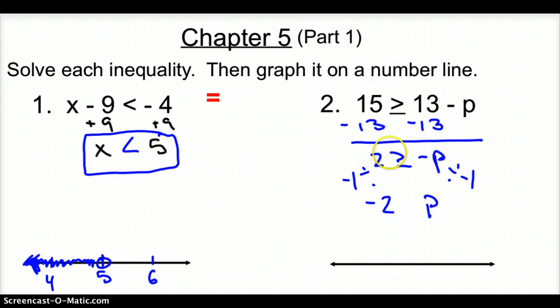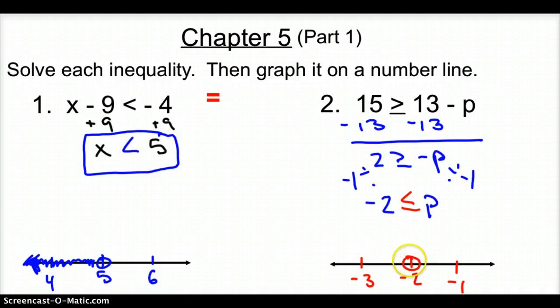But notice what happens when we divide or multiply an inequality by a negative. We switch the sign. When we divide or multiply by a negative, we have to switch the inequality. So we just switch the inequality because we divided by a negative. So now we have negative 2 goes in the middle, 1 greater on the right. Be careful because it's negative 1. 1 smaller on the left, that's negative 3.